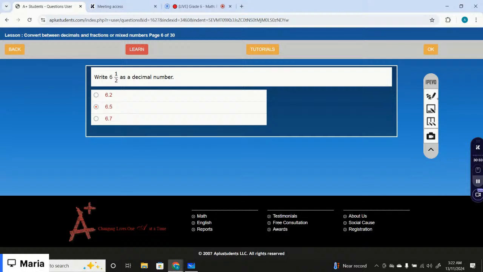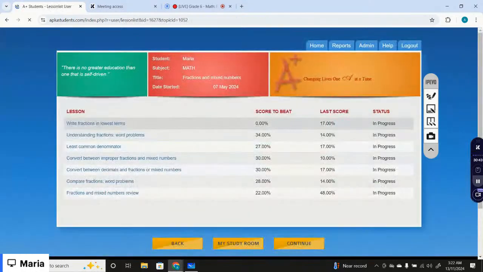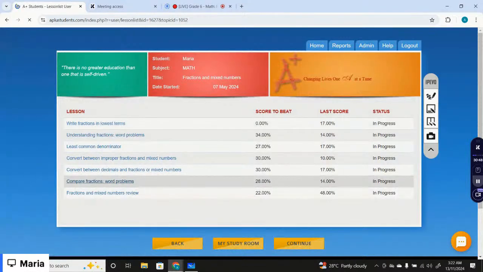The last one, which question? Okay, you can complete the lesson by yourself later today. Let me just move on to the next lesson. And the next lesson is compare fractions word problems.